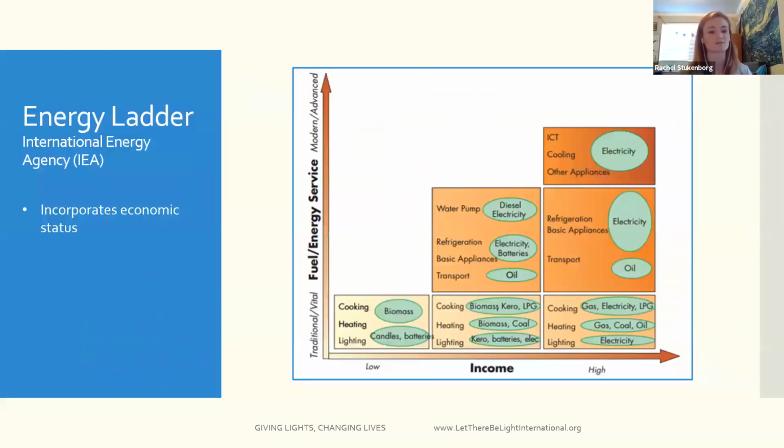Another framework introduced to better explain energy poverty is the energy ladder, which was developed by the International Energy Agency. And the energy ladder incorporates income into explaining energy poverty. As you can see on this graph, the energy ladder states that as income increases, energy consumption increases and more sophisticated forms of energy are used for more advanced appliances. This can also be said the other way, that as energy consumption increases and more sophisticated fuels are used, income also increases. And it really shows the correlation between economic poverty and energy poverty.